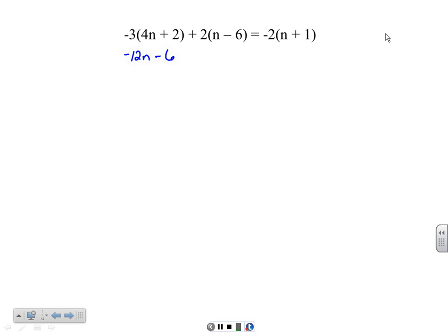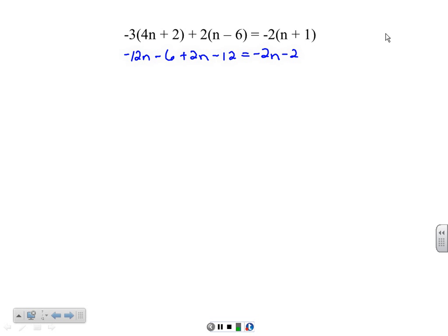And then if we do the distributive property again on this next group, we have a +2 times n, which is +2n. And +2 times -6 is going to be -12. And then on the right hand side of the equal sign, we can do the distributive property here as well. So we have -2 times n, which is -2n, and -2 times 1 is a -2.